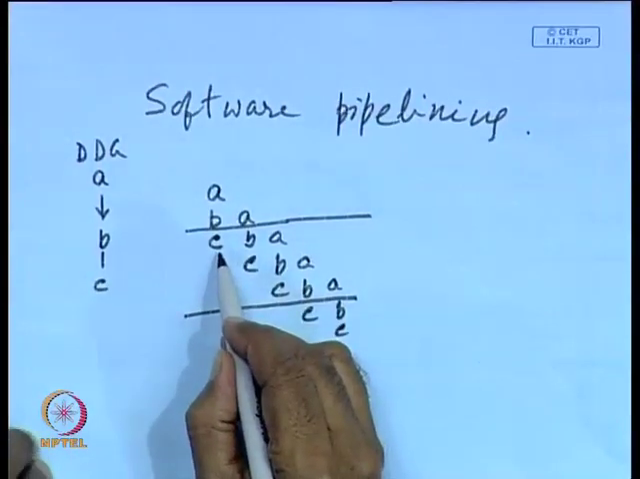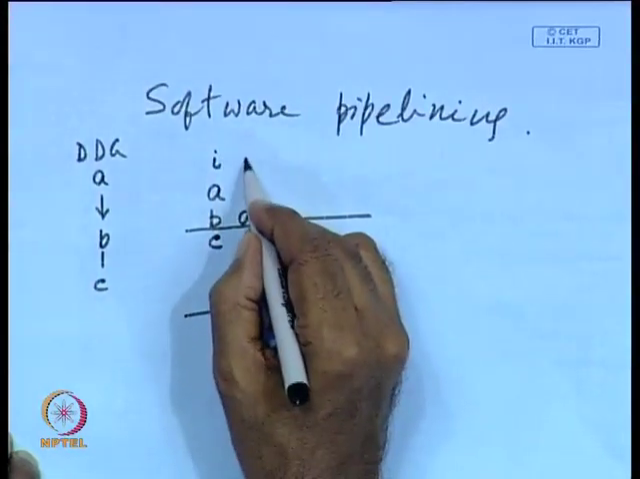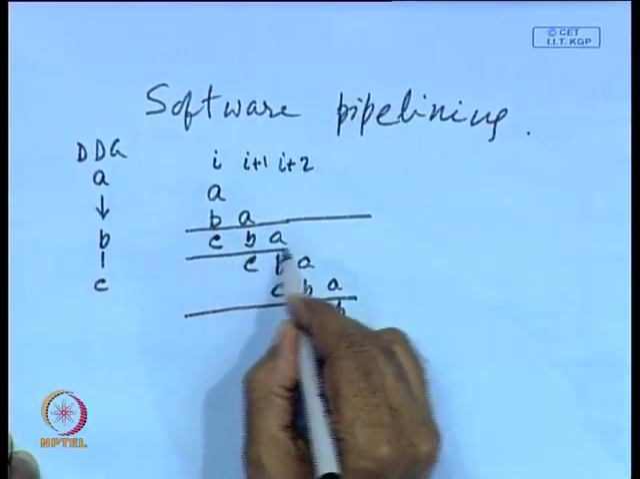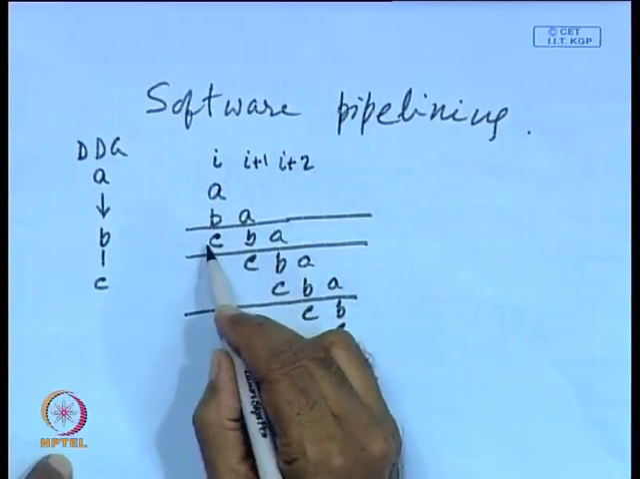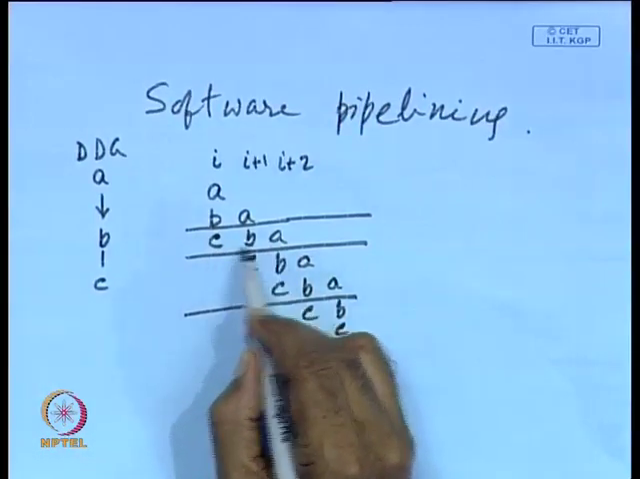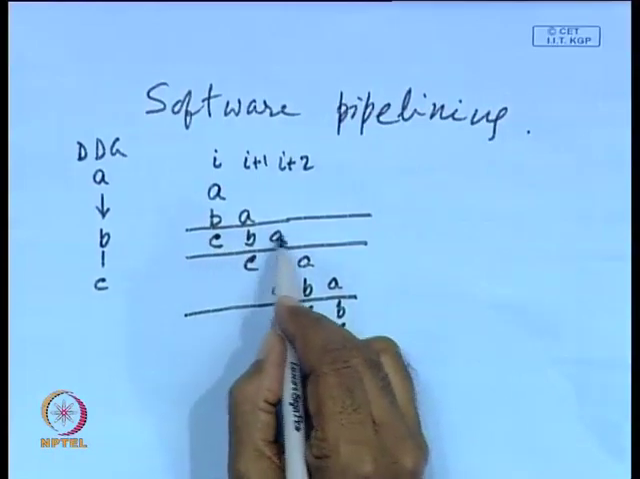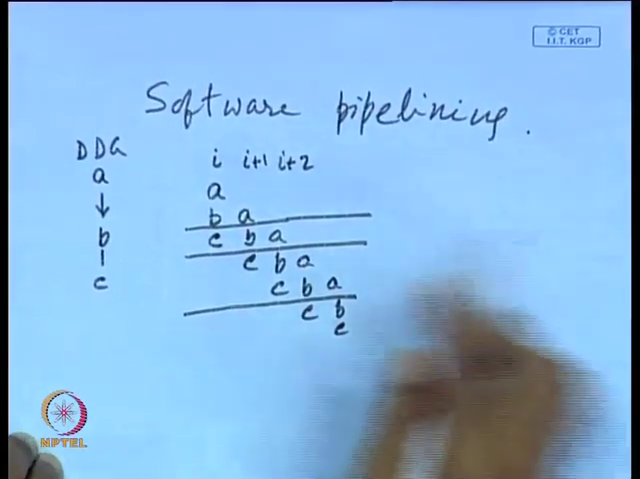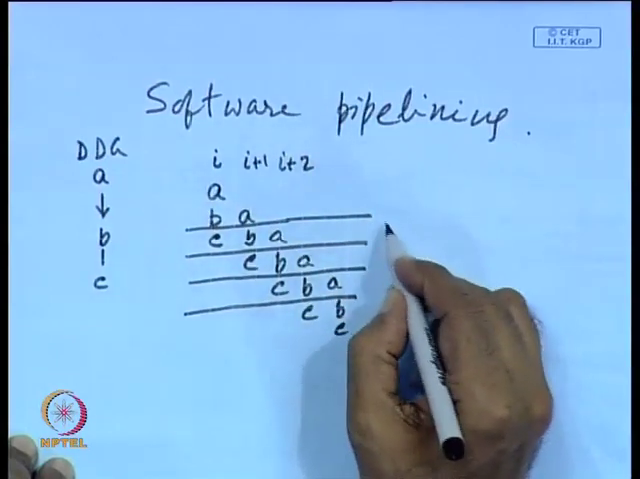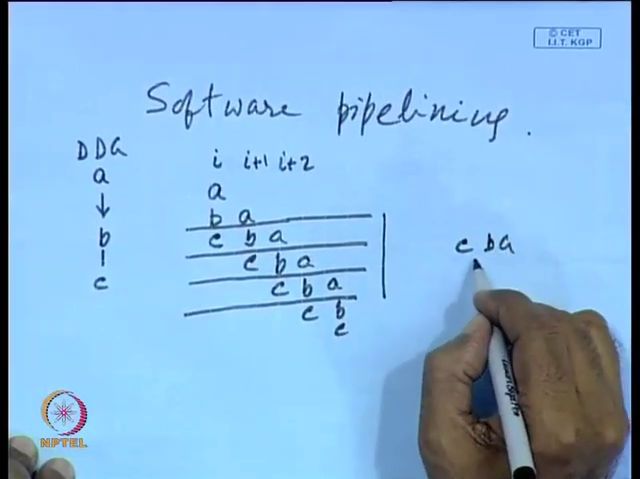In this case, you can see instruction C of the first iteration, say iteration I, instruction B of iteration I plus 1, and instruction A of iteration I plus 2. We can combine them and form a single loop where these three instructions will be executed. Since they have been taken from different iterations, they are presumed to be independent. That means this C, this B, this A belong to different iterations, and as a consequence they are independent. So, this part can be considered as a loop: C, B, A.